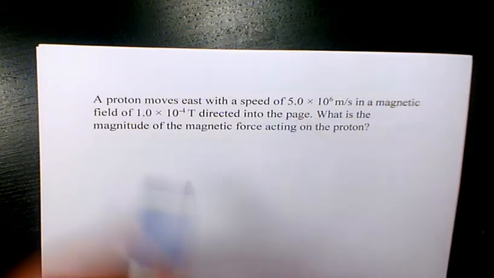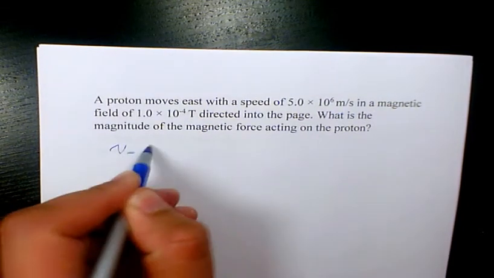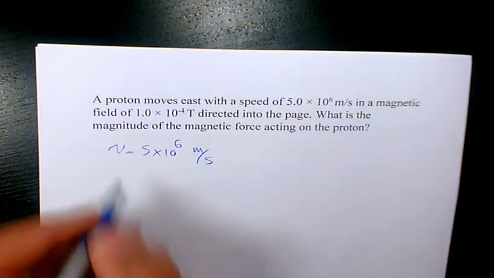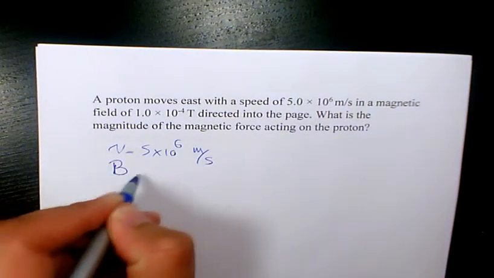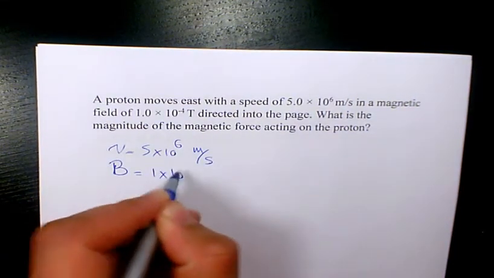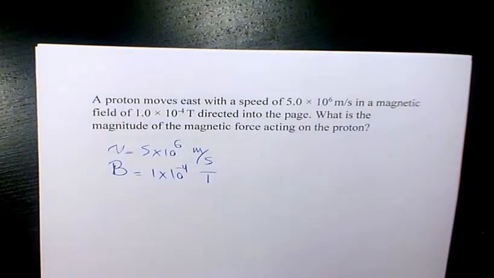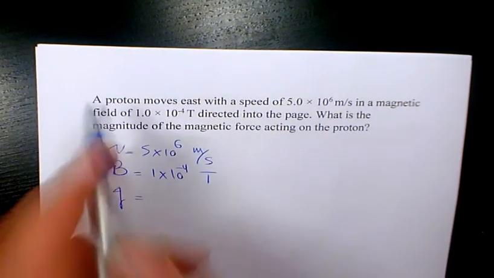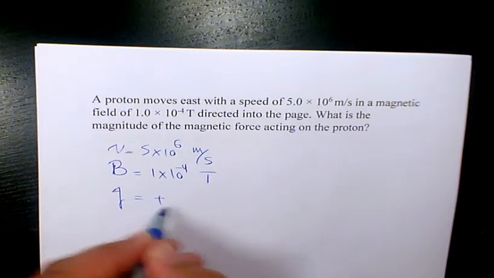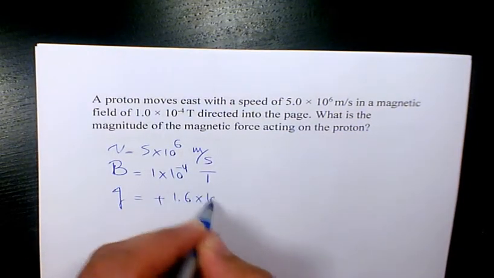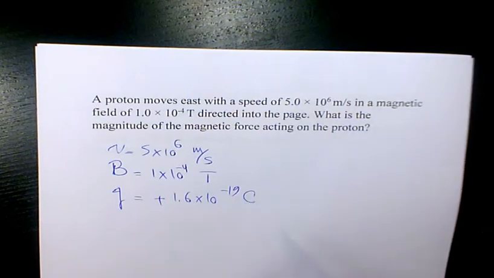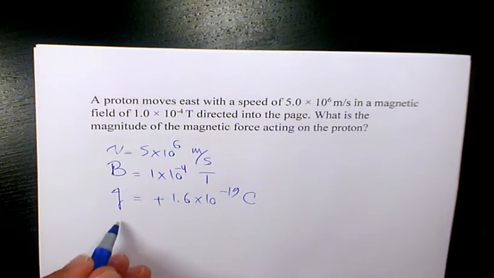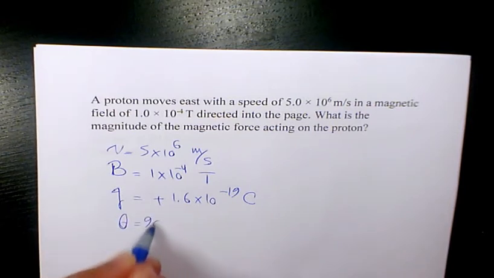So here the velocity is given, which is 5 times 10 to the power of 6 meters per second. B is given, which is 1 times 10 to the power of negative 4 Tesla. And the charge, because it's a proton, we know the charge of a proton is 1.6 times 10 to the power of negative 19 Coulomb. And they are perpendicular, so theta is 90.